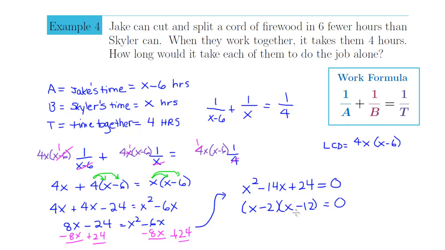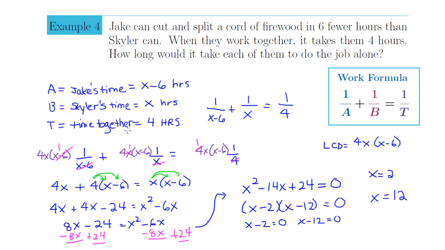So a couple more steps, we're almost done. Now that we've factored our polynomial, we set each quantity equal to 0, correct? Using the zero factor property. And so that tells me I have two answers. x is either equal to 2 or x is equal to 12.